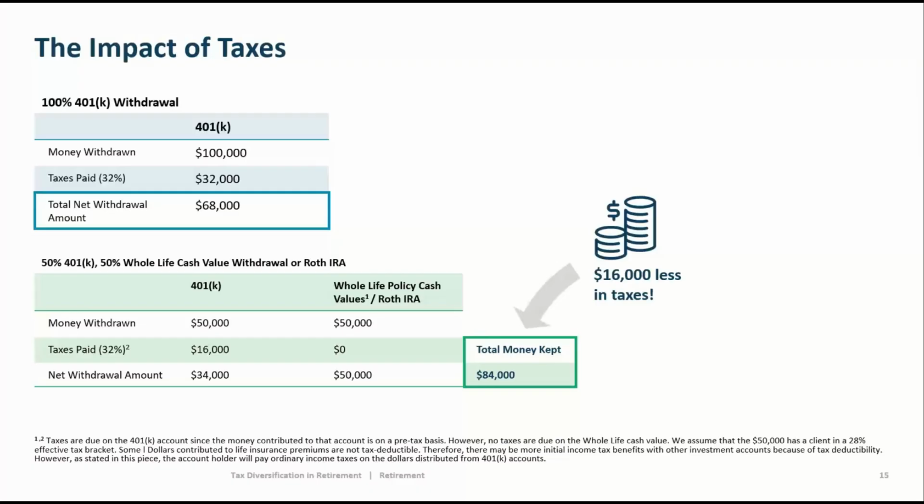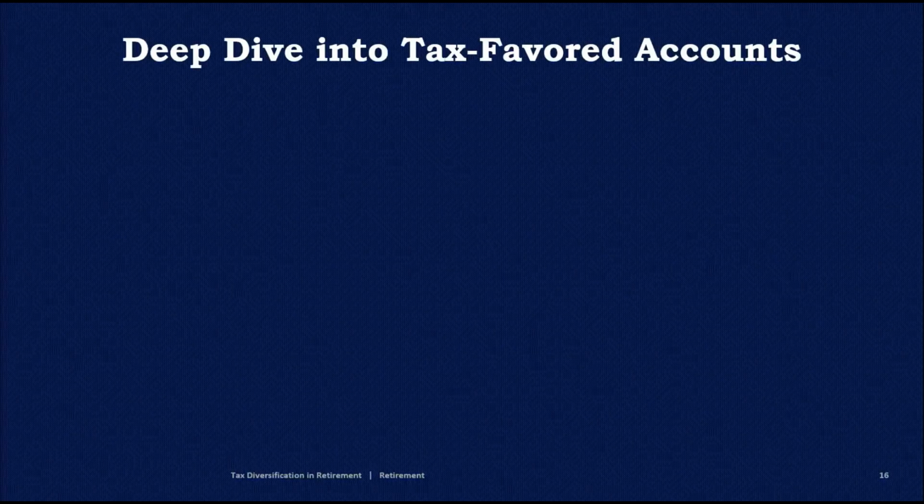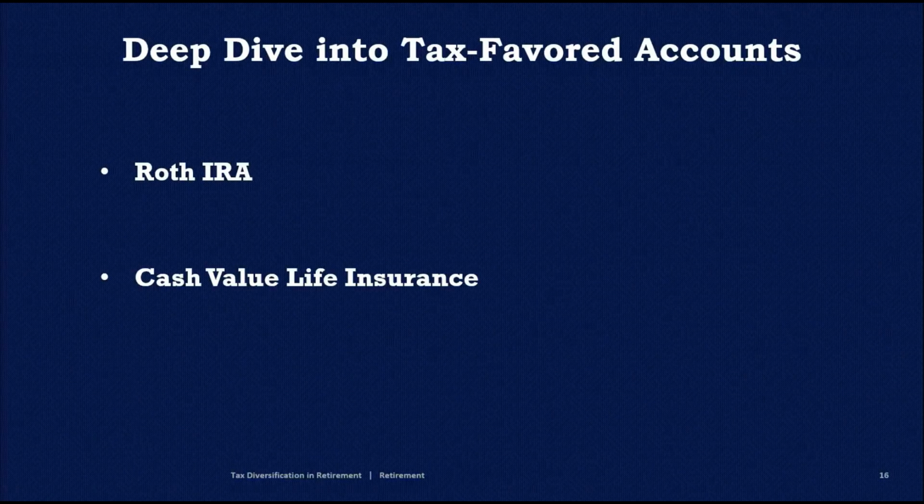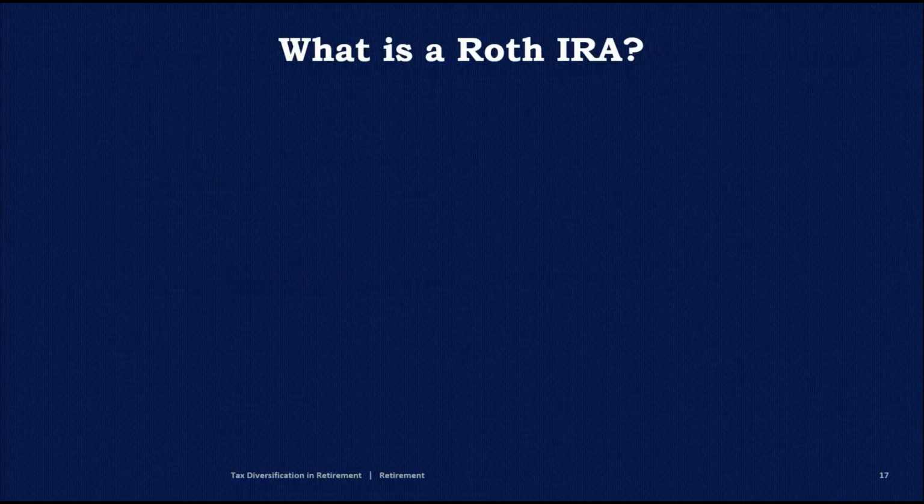It's the same cash flow, right? This is what we want. We want to have the same income, if not more, but we want to pay less in taxes, right? How can we have the best of both worlds? So now we're going to do a deep dive into these tax favored accounts, Roth IRAs and then cash value life insurance. The first thing I want to talk about is a Roth IRA.